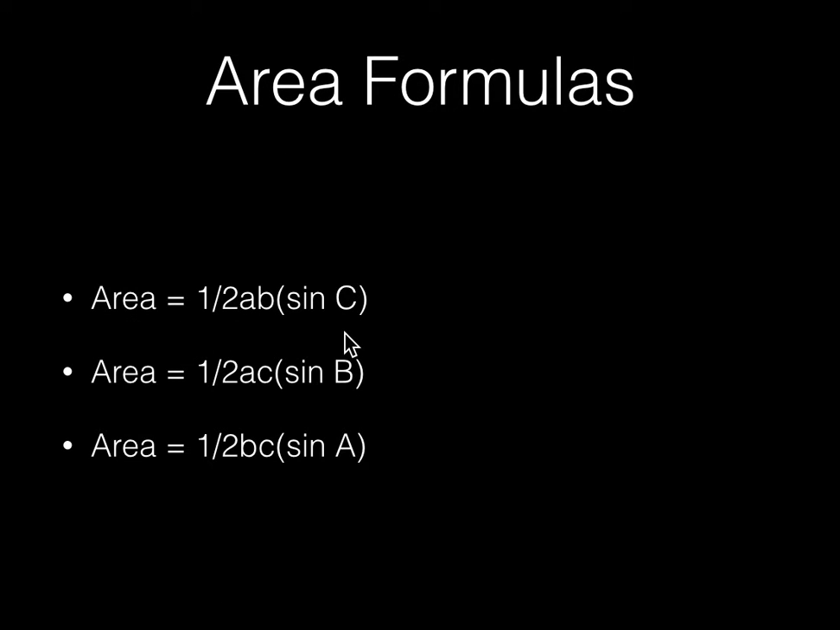There are 3 area formulas that you can use depending on which sides and which angle are given to you. When you're calculating the area, it has to be 2 adjacent sides with an included angle. So you can have 1/2 AB sine C, 1/2 AC sine B, or 1/2 BC sine A. And depending on which values are given in the problem, you can use any of these 3.